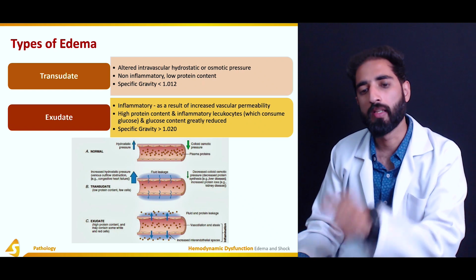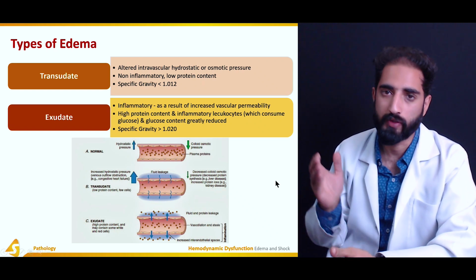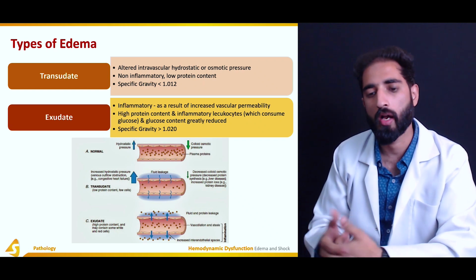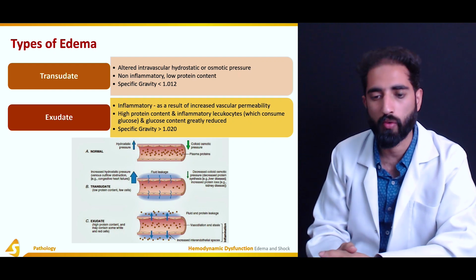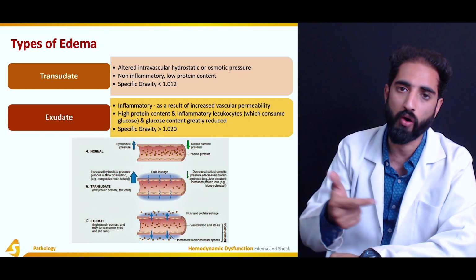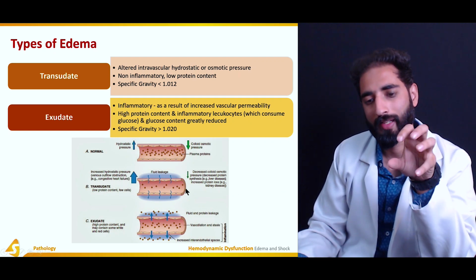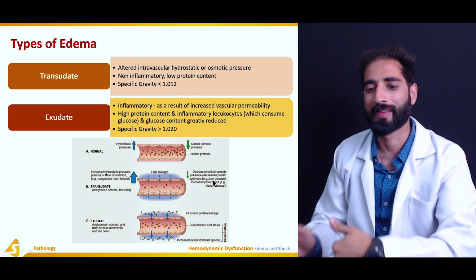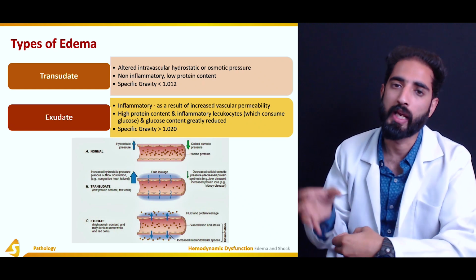And secondly, decrease in the colloid osmotic pressure, either because of the hypoalbuminemia or decreased protein synthesis, for example, in liver cirrhosis, or in kidney disease, in which there is increased loss of protein. These conditions actually result in decreased colloid osmotic pressure and thus decreased tendency of the fluid to retain within the blood vessels.